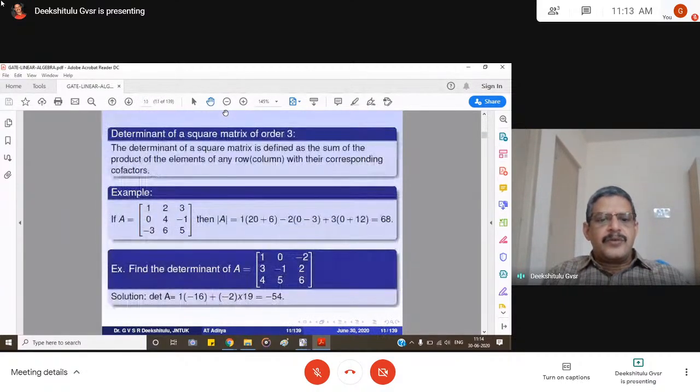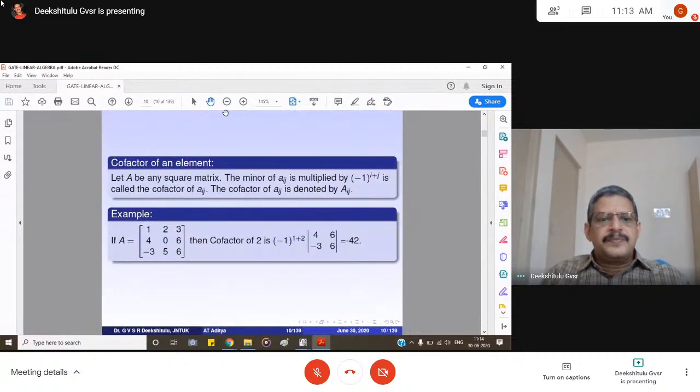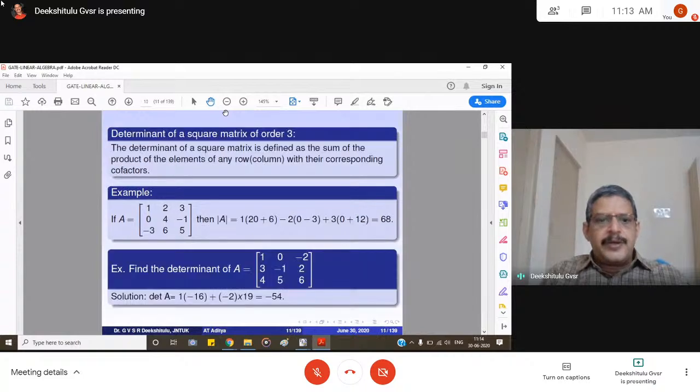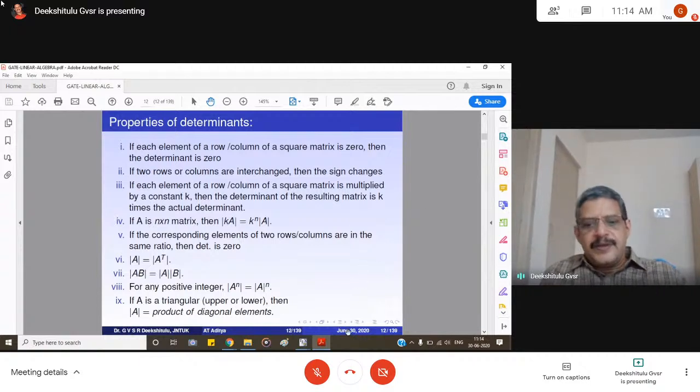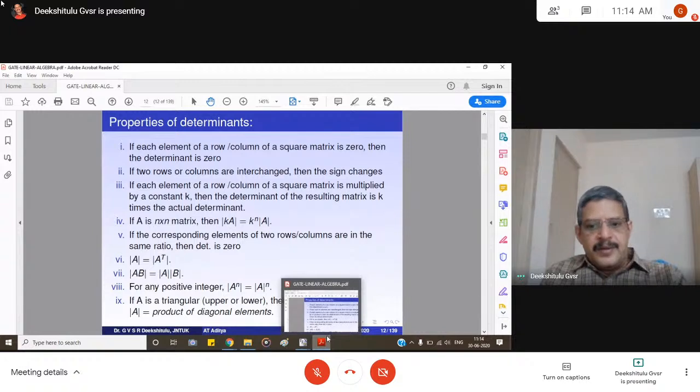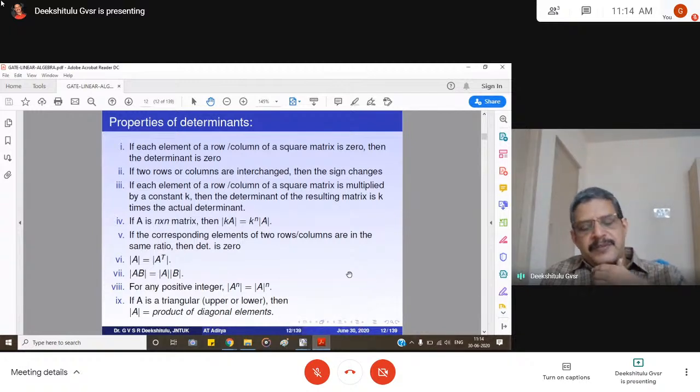I have included some more new points in this, that's why I am using a new presentation here. So the determinant of this example is so and so. Determinant is 1 into cofactor and so on, like this we get it. Now the properties of determinants, because these properties are missing in the previous presentation. That's why this is a modified version of the presentation, and that's why I am opening this presentation.